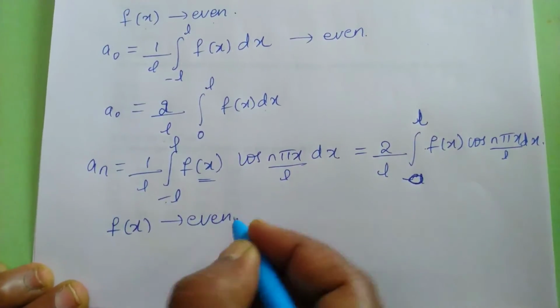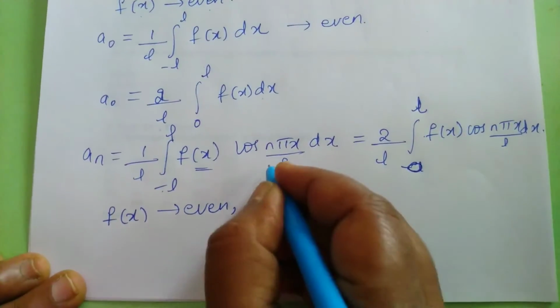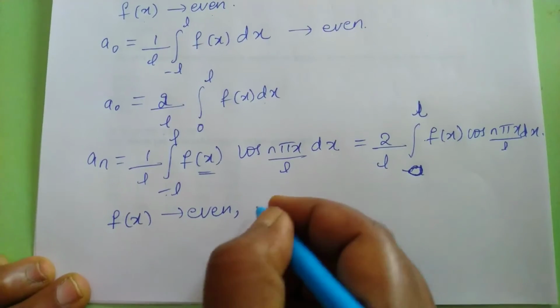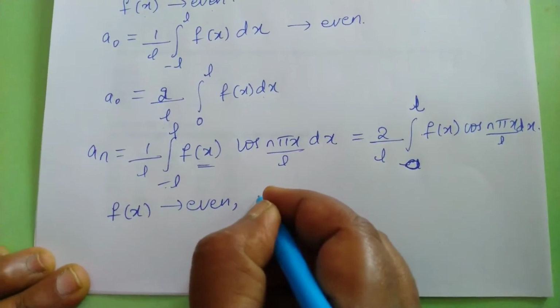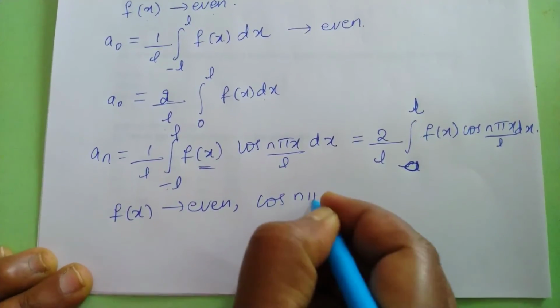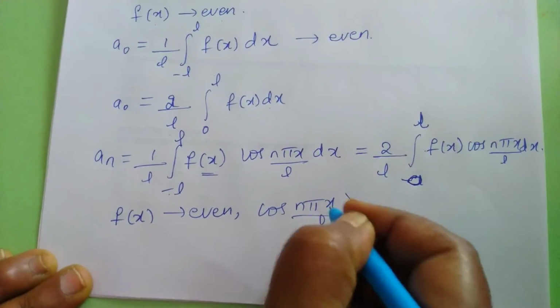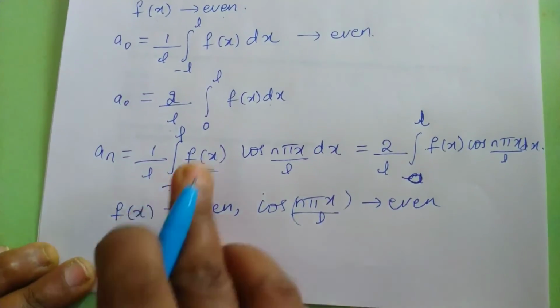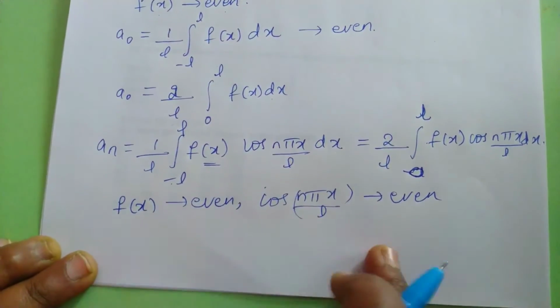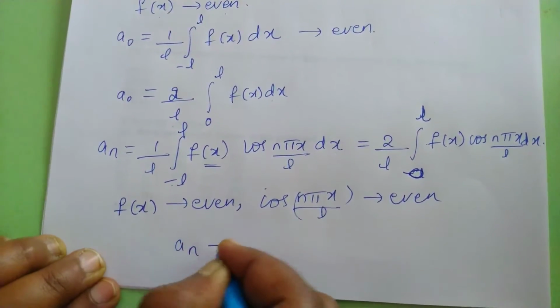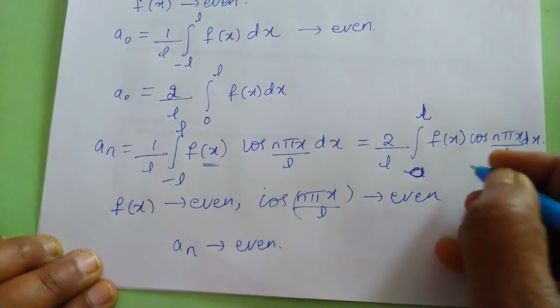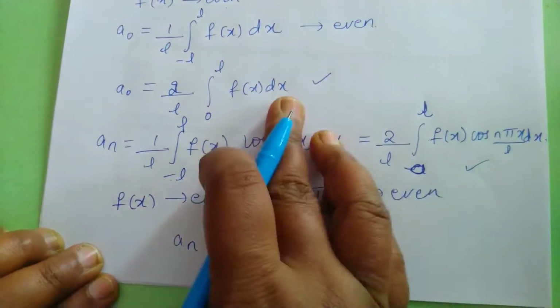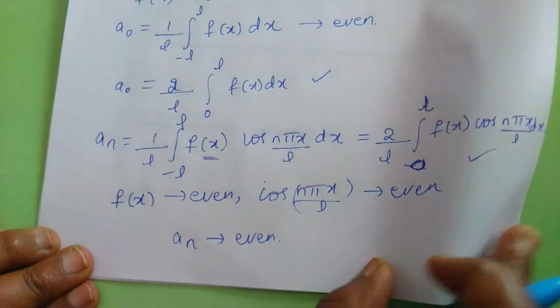So when f of x is even, we know in this interval cos n pi x by L is also even. Therefore, cos n pi x by L is also even, and the product of f of x and cos n pi x by L is also even. And therefore, an exists. a0 exists and an also exists.